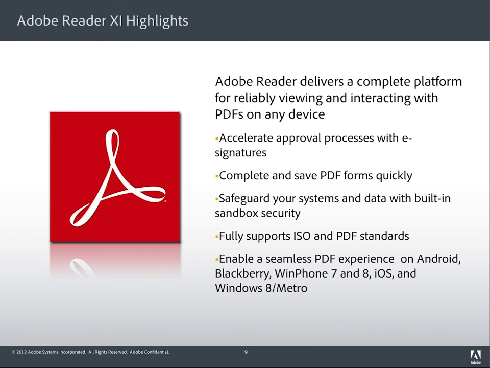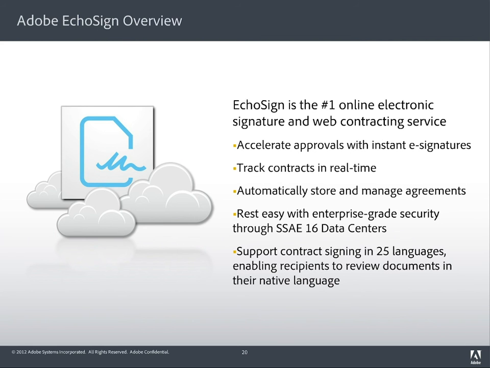Of course, Reader 11 is iterated upon much more rapidly than the desktop tools. So, Acrobat 11 will probably be out for quite a few cycles of Reader 11. We'll continuously innovate on that, and push out new innovations and new features to that on an iterative process. So next is talking about EchoSign and FormsCentral, which I think Lisa's going to cover.